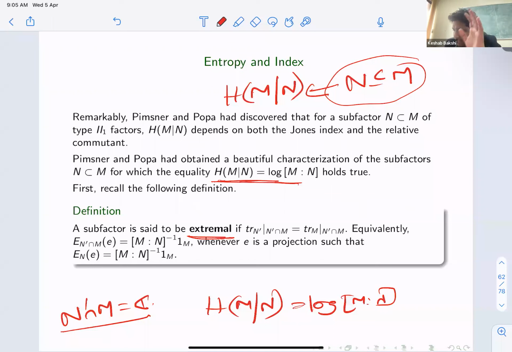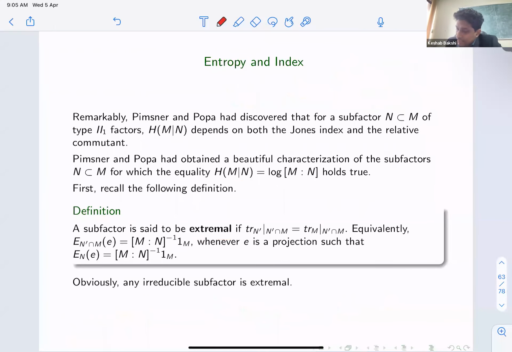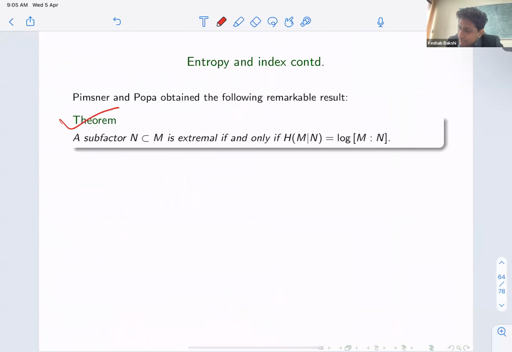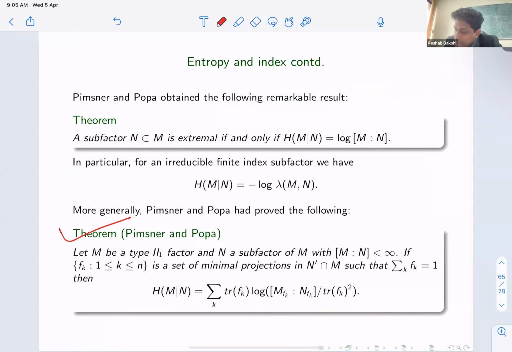I don't want a detailed description of extremality. A subfactor is extremal if something happens on the trace, actually, on the relative commutant. This is equivalent to H being equal to the logarithm of the index. Again, this is for one subfactor, N in M. More generally, they proved the theorem that a subfactor is extremal if and only if entropy is equal to the logarithm of the index. A lot of work is needed for this. They proved it even for infinite index, forgetting irreducibility, but let me focus on finite index.